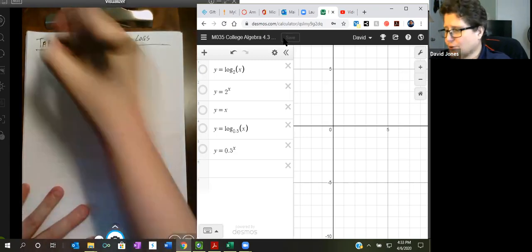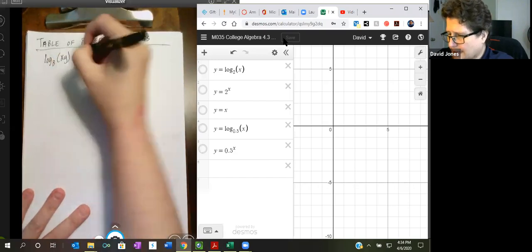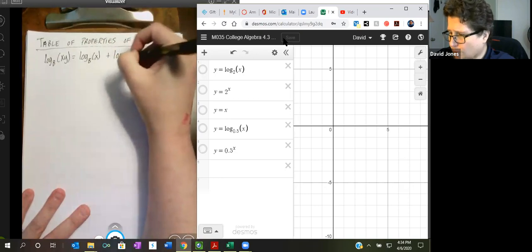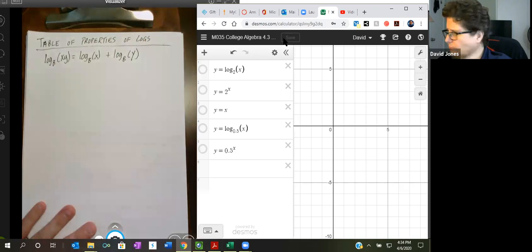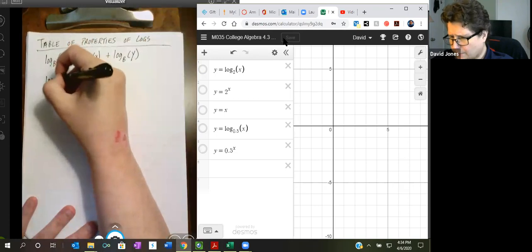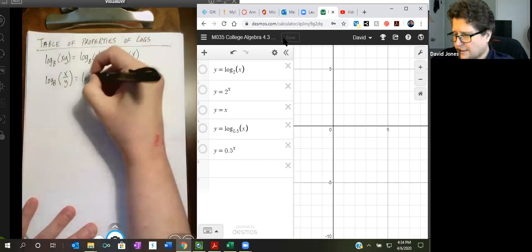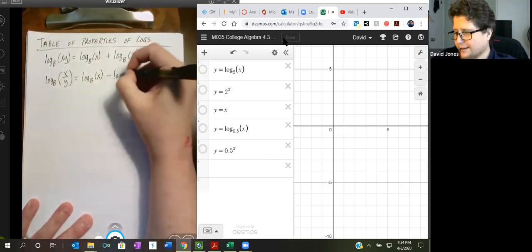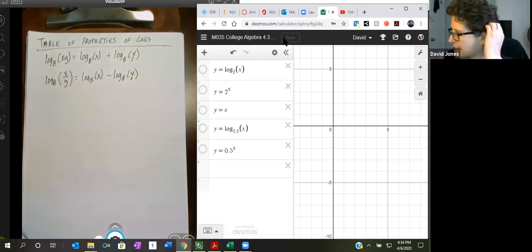We just got done showing the first one. Log base b of xy equals log base b of x plus log base b of y. That's our first one. The second one, if we have division on the inside, this turns into subtraction on the outside. And it's done exactly the same way. The setup's the same.